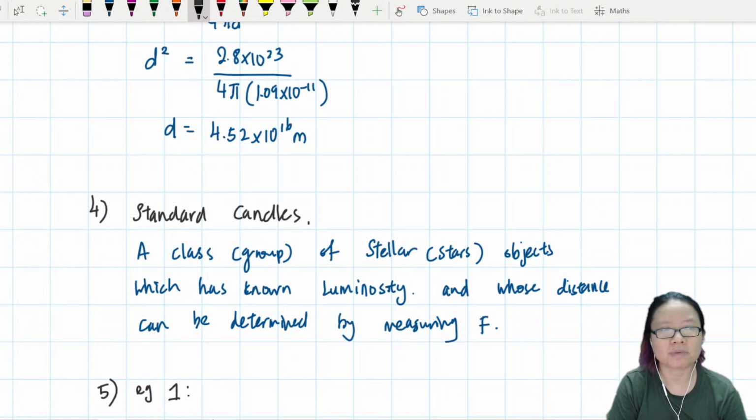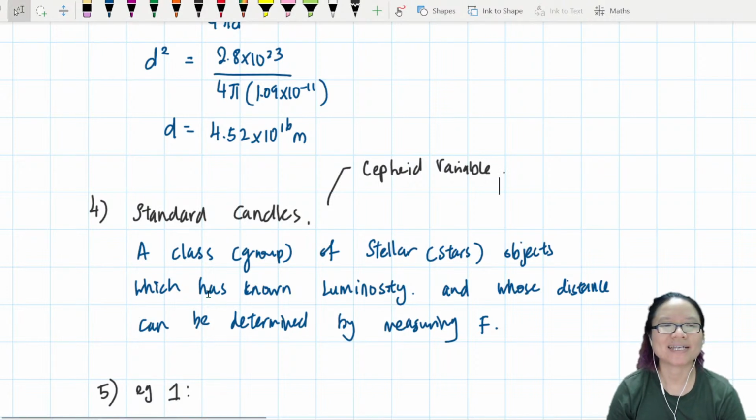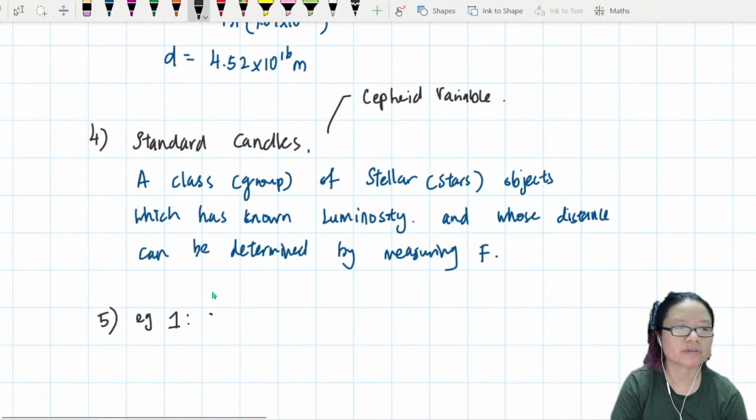So the first example of standard candles, okay, is what we call a Cepheid variable. Teacher, what is that? Let me write the name first.